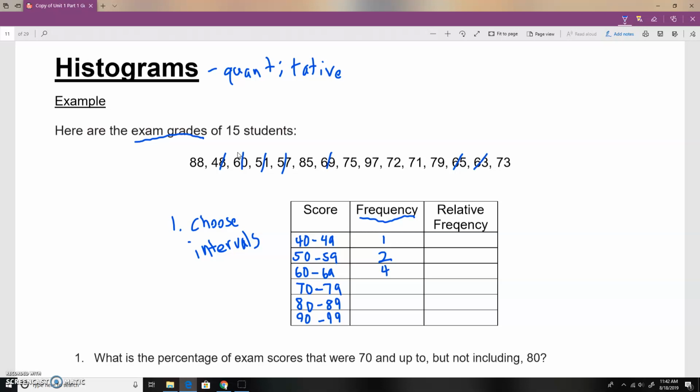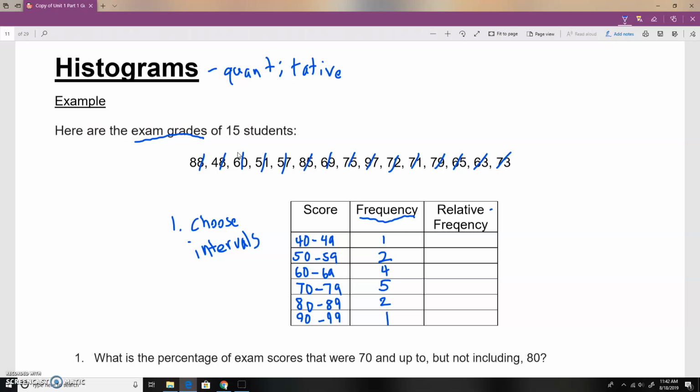In our 70s, we have 75, 72, 71, 73. I skipped 79. So there's 5 total of those. In our 80s, we have 1, 2 in the 80s. So we write 2 for the frequency. And in our 90s, we have just 97. So there's only one value in the 90s.